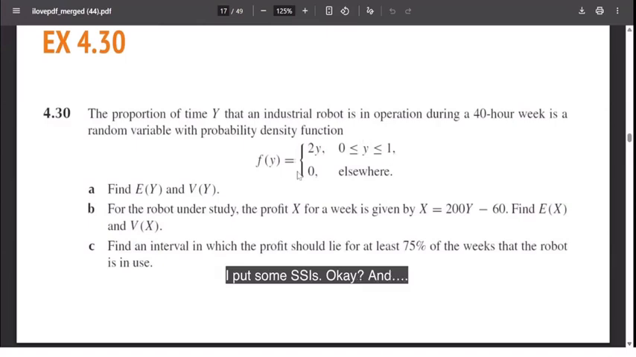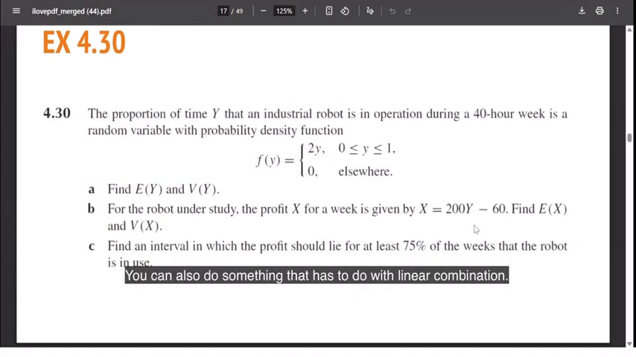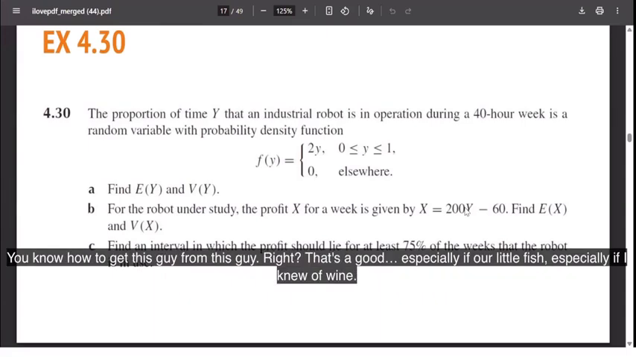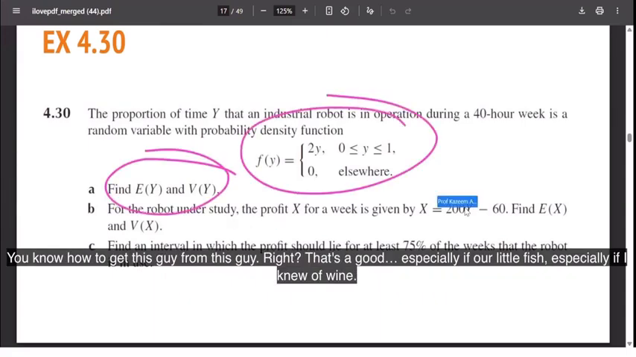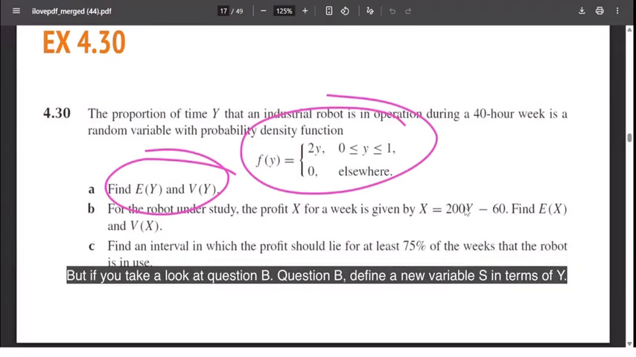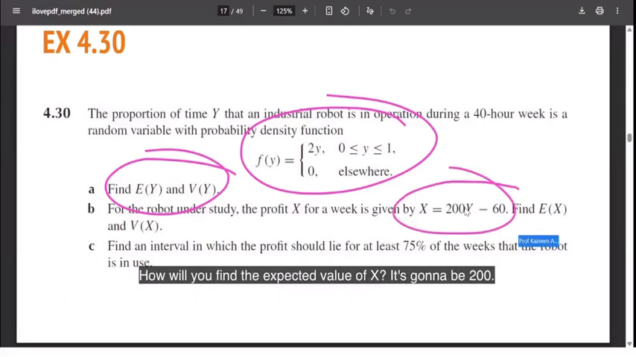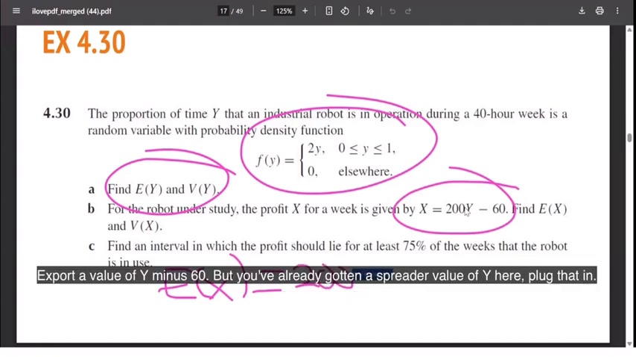I put some exercise, and you can also do something that has to do with linear combination. Let me give you a clue here. You know how to get this from this, how to get expected value of S, expected value of Y. But if you take a look at question B, define a new variable S in terms of Y. How will you find the expected value of S? Expected value of S there is going to be 200 times expected value of Y minus 60. But you've already gotten the expected value of Y here. Plug that in.